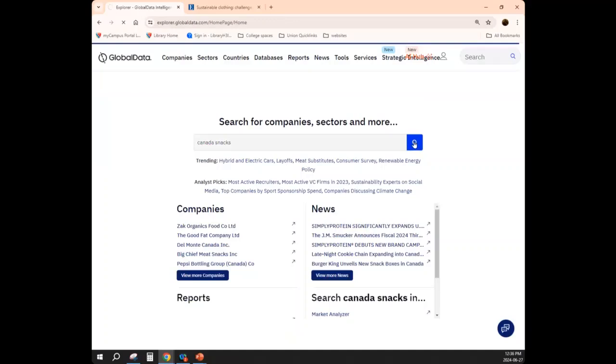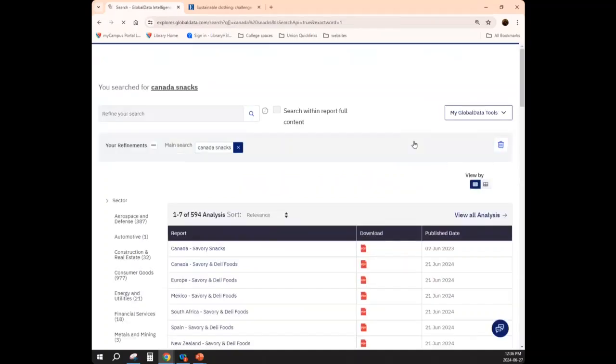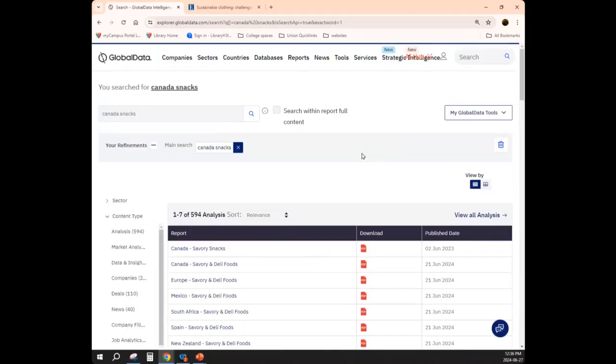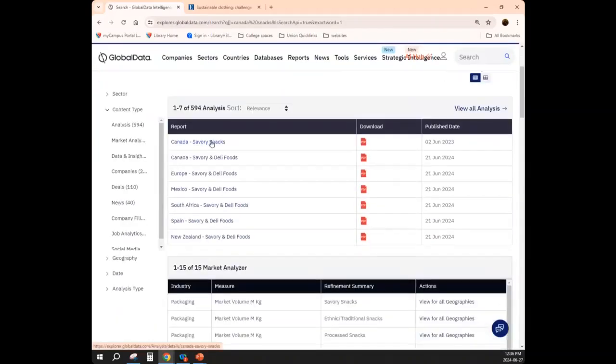And then I'll be going through the report and showing you some of the really useful information that is in there. It's a little slow, but we got there. Right away, I can see this Canada Savory Snacks is coming up to the top, and it's June 2023, so that's very recent and it's very suitable and useful for me.